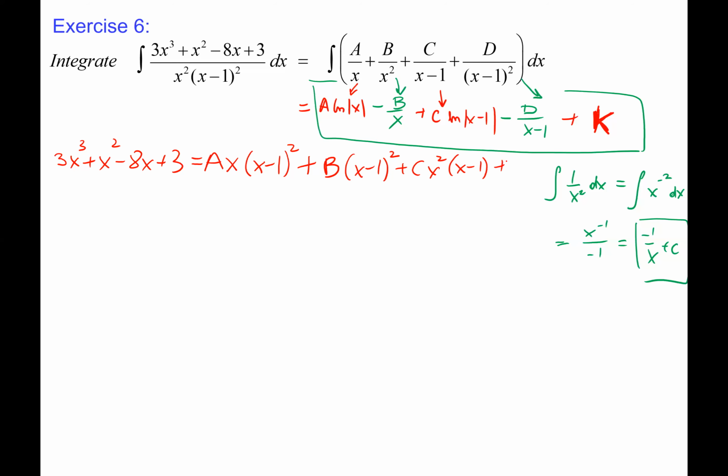Okay, and D, underneath D, we do have x minus 1 squared. That means we're only missing x squared. Okay, excellent.